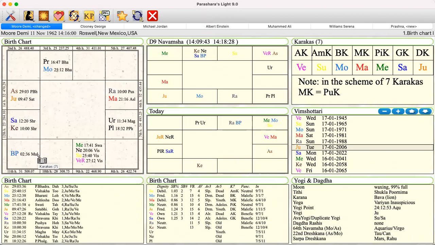I mean, there are other ways you can read the chart. Obviously, you can read from the Atmakaraka planet. Excuse me. You can also read it from the moon or the Dasha Lord as well, which is absolutely fine.